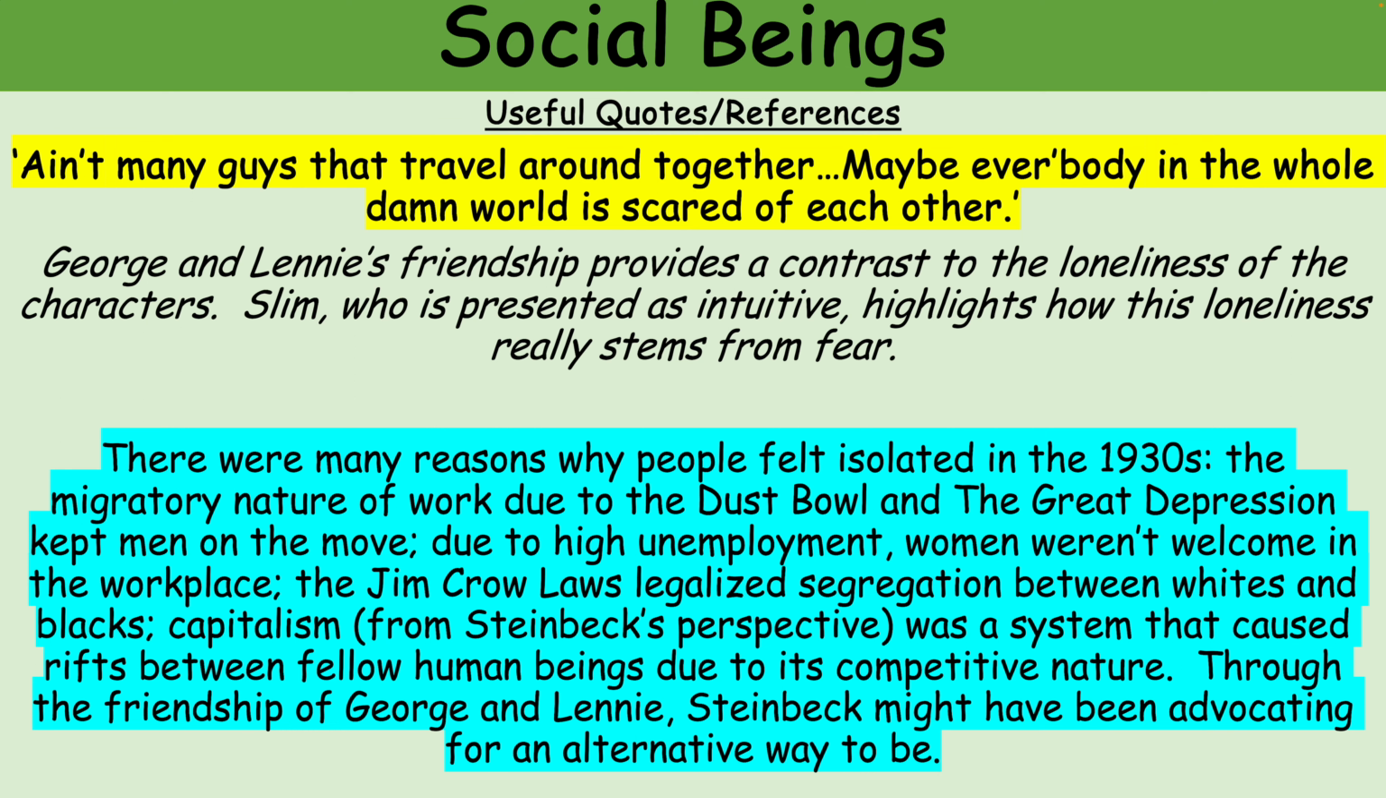The Jim Crow laws legalize segregation between whites and blacks. So we've got this fear of black people, and that keeps people separated. That keeps everybody lonely. No one is coming together, right? And then we have capitalism. And this is at least from Steinbeck's perspective, because he was an anti-capitalist. He saw that as a system that caused rifts between fellow human beings due to its competitive nature.